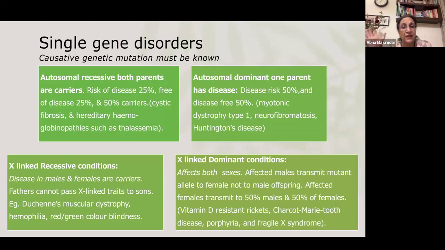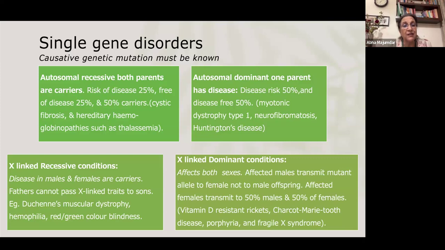Then X-linked recessive conditions, and there are also X-linked dominant conditions. Now, X-linked recessive condition, disease in males and females are carriers. Why? Because if it is linked with X, that X goes in the male. So the male would have the disease, but father cannot pass X-linked traits to sons, because what will they pass to sons? Only the Y chromosome.